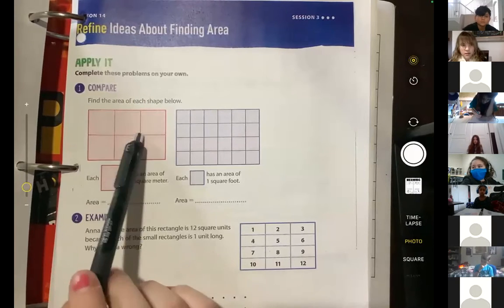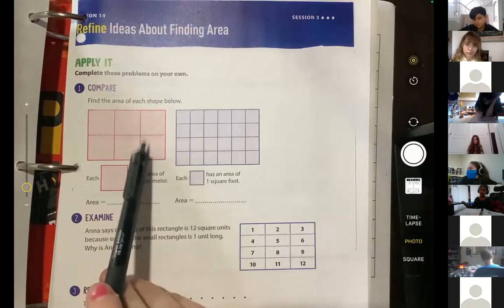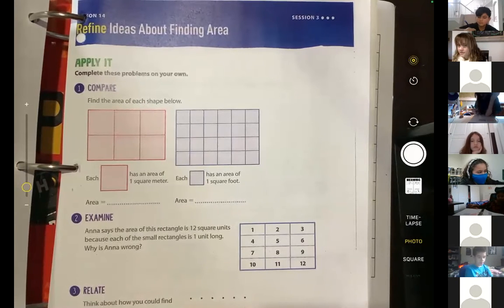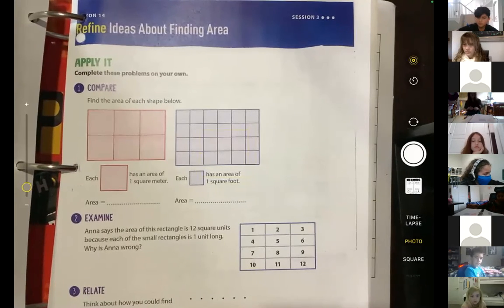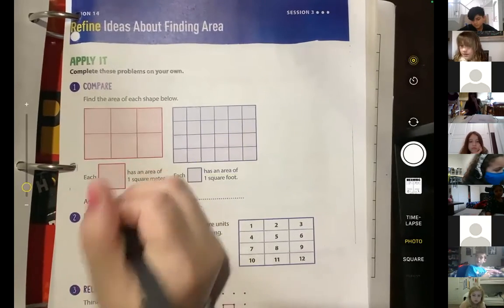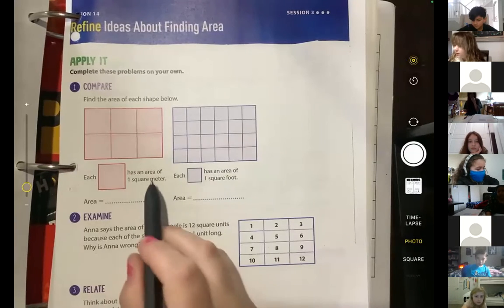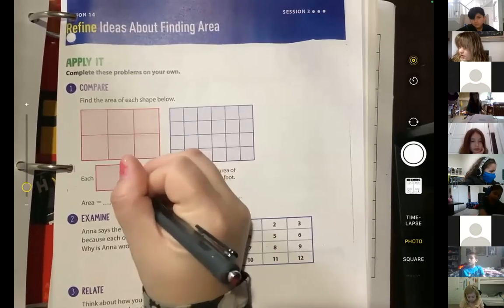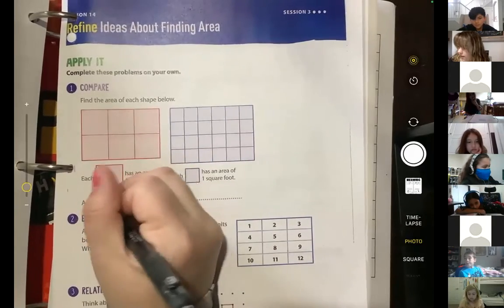So first looking at this reddish, pinkish color rectangle. Ellie, did you find the area of that one? Oh, there we go. Okay, Ellie, what'd you get for this first one? 6. Okay, good. So that's right. There are 6 squares. Now here's a good piece of information. They've told us that they are square meters, right? So we want to write that.